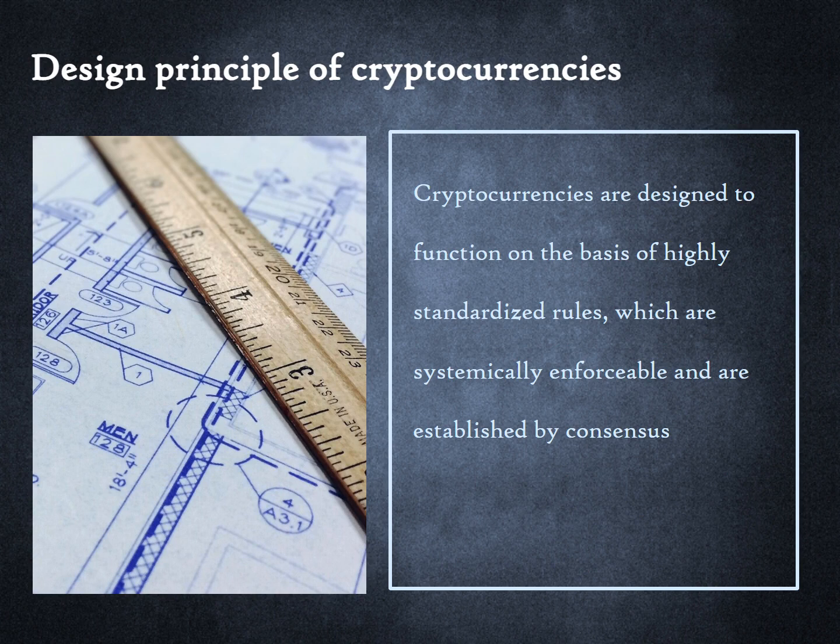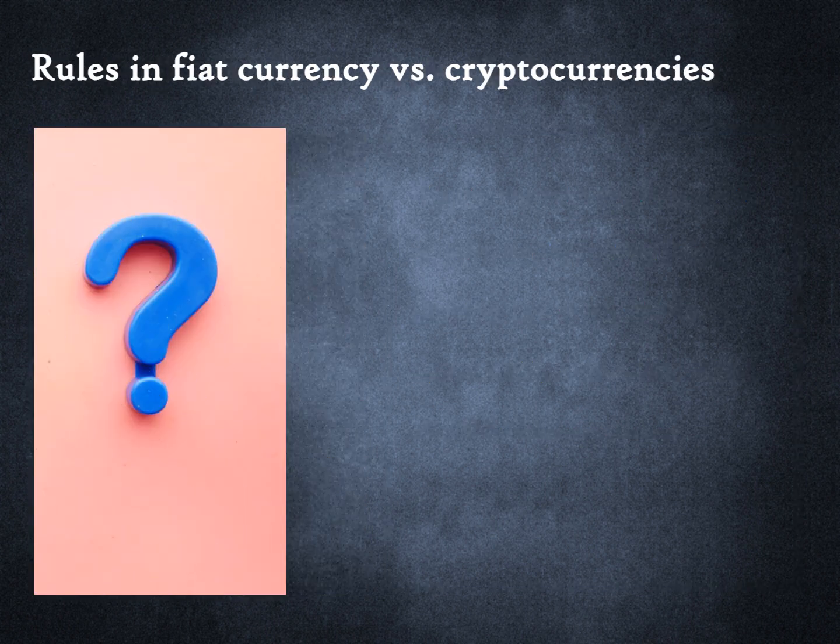We will end this section by reflecting on a foundational design principle of cryptocurrencies. Cryptocurrencies are designed to function on the basis of highly standardized rules, which are systemically enforceable and are established by consensus. The primacy of rules is the foundational design principle of cryptocurrencies. Next, we will peel the onion on this design principle further. We can ask 4 questions when comparing the role of rules in fiat money and cryptocurrency systems.